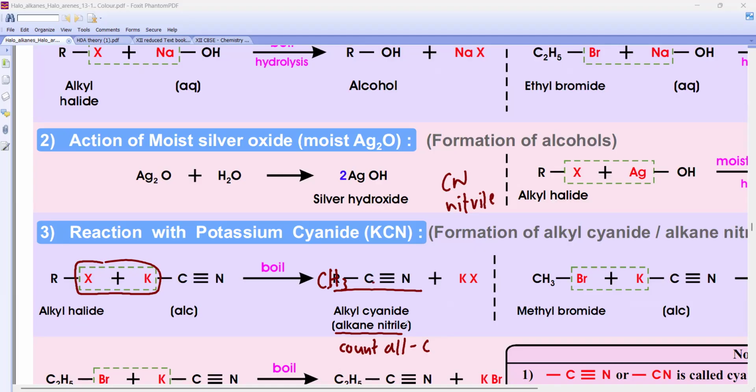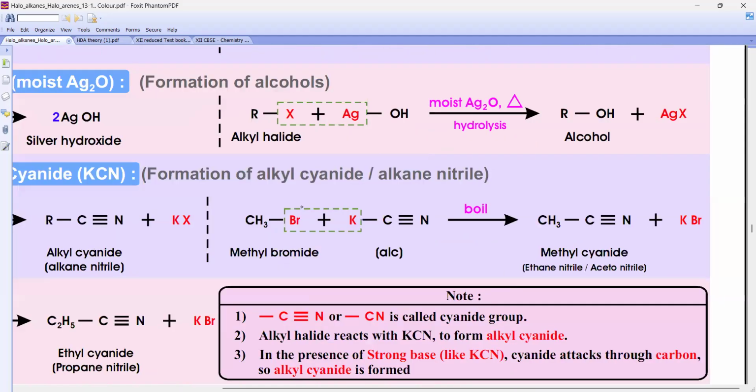I'll show you here. Look here. Methyl bromide plus KCN, so this will go. So methyl cyanide is the common name. But in IUPAC, I'll count all the carbons. How many carbons are here? 2. So ethane nitrile. Alkane nitrile, na? That is the IUPAC name.